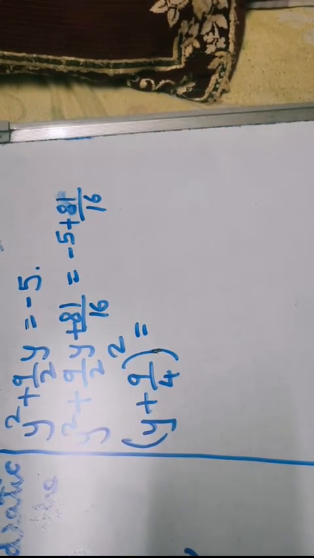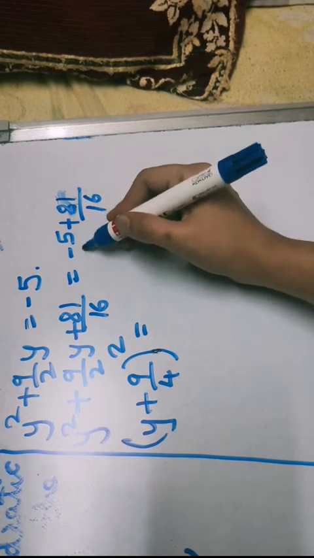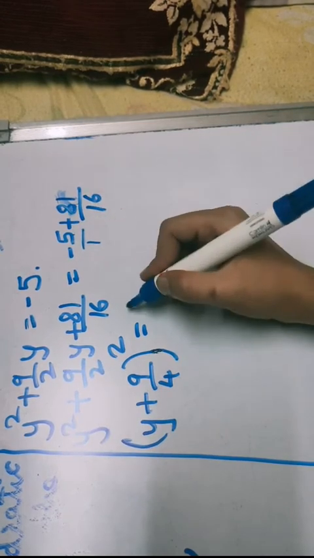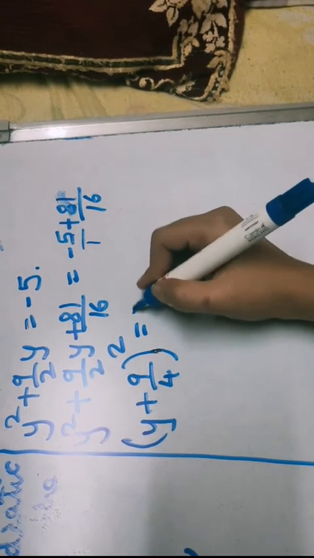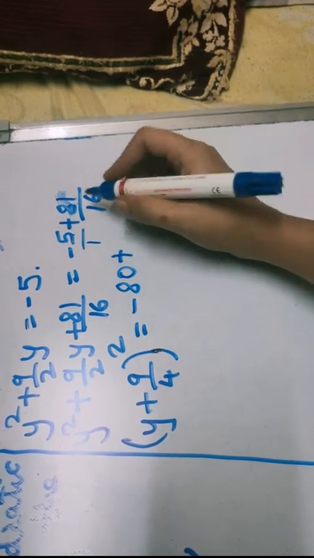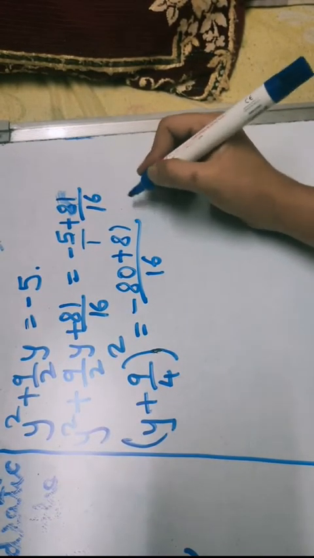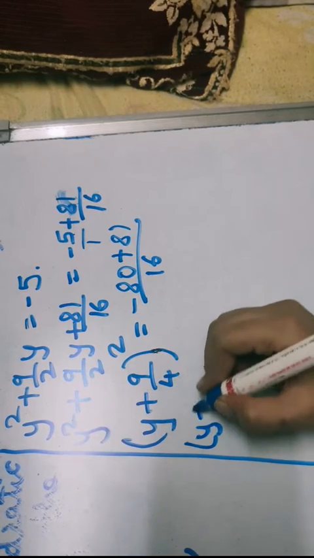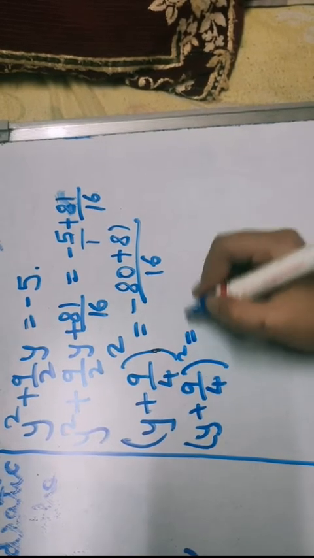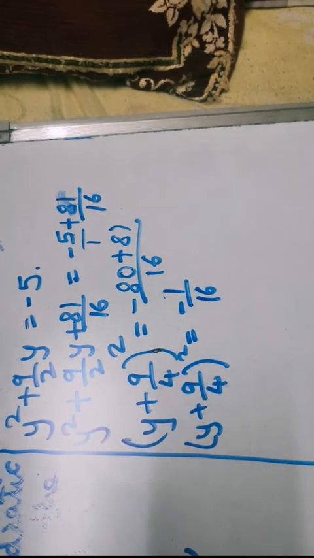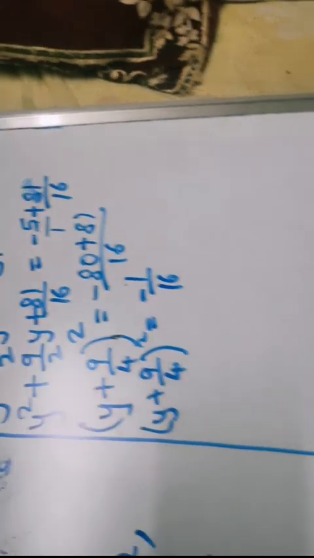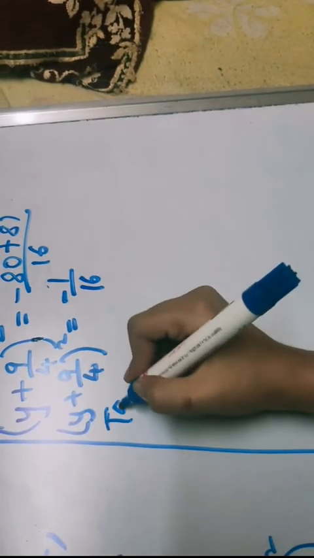So to find the LCM we are going to multiply this. This LCM is 1, so multiply this by 16. 16 fives are 80, minus 80 plus 81 upon 16. Right? So this becomes y plus 9 upon 4 the whole square is equal to minus 1 upon 16. Now the next step is taking square root on both the sides.